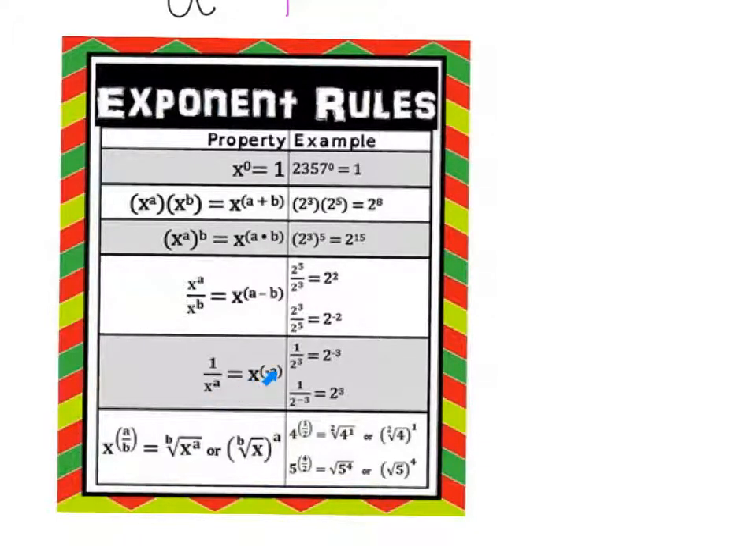A fraction is really a negative exponential expression. So x to the power of -a is really 1 over x to the a. So 1 over 2 to the 3 is the same as 2 to the -3. And if you have a negative exponent in the denominator, it really comes up to the positive. We'll go over the roots in a little while.